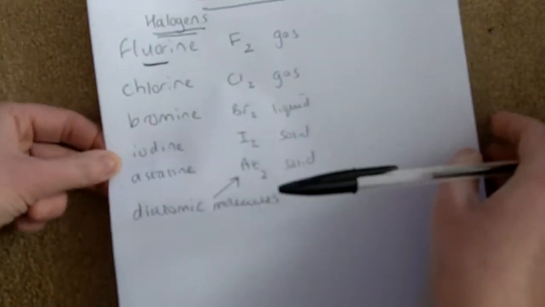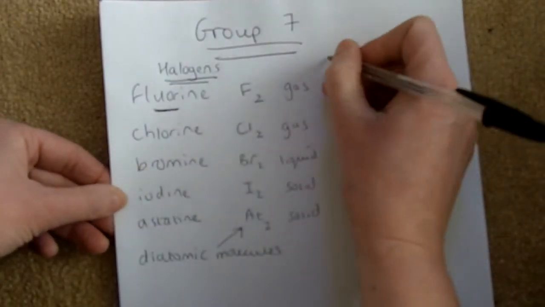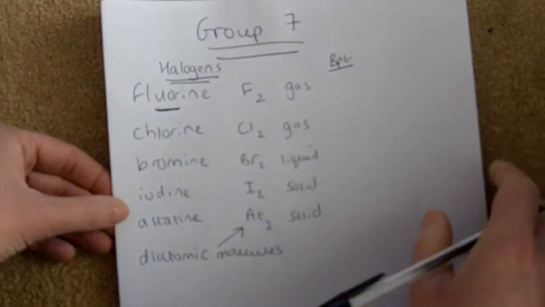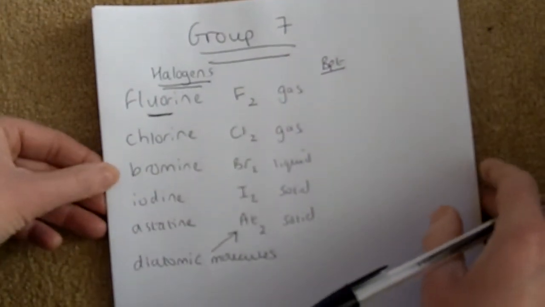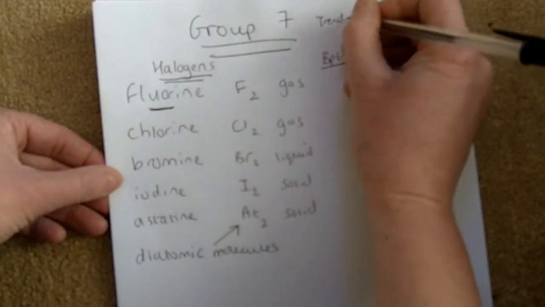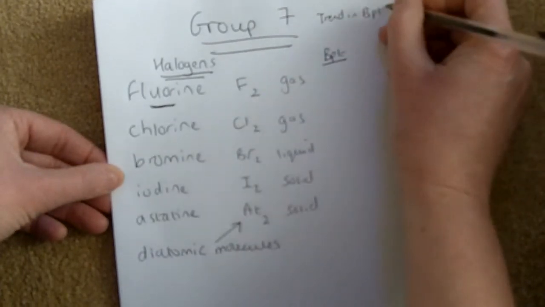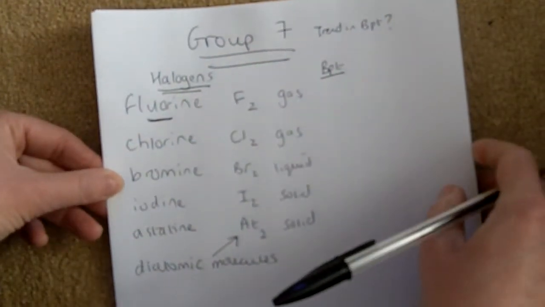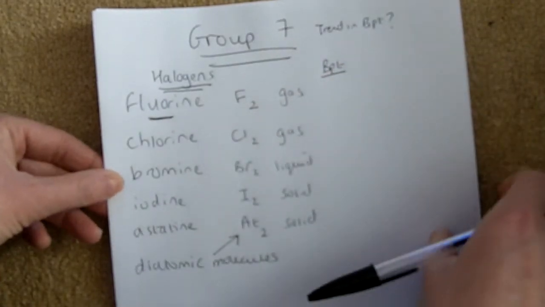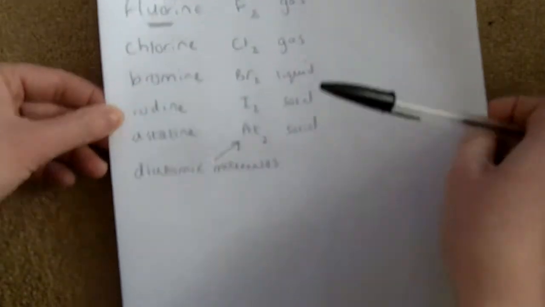Okay, so what can you say? If those are the physical states, what can you say about the boiling point? What's the trend in boiling point of group 7 elements as you go down the group? Okay, well, when you need to consider boiling point, you have to think about the structure of the elements.